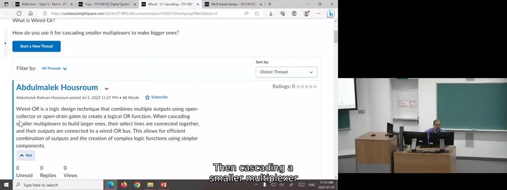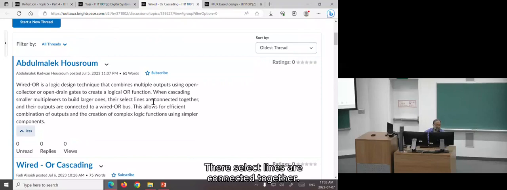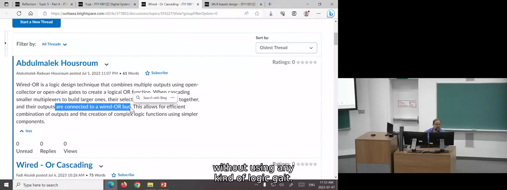When cascading smaller multiplexers to build larger ones, their select lines are connected together. Their outputs, and here is what is important, are connected to a wired OR bus. We just connect the outputs together without using any logic gate. This is not valid for regular outputs that are either 0 or 1. But if they are tri-state, then we can connect them, making sure that at one time all of them are inactive and just one of them is driving this point. Good, Abdul Malik.